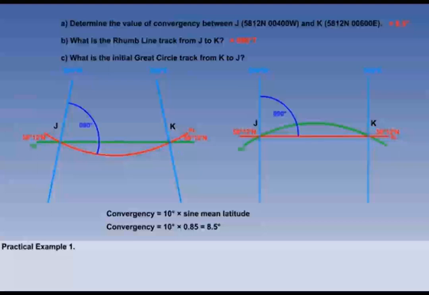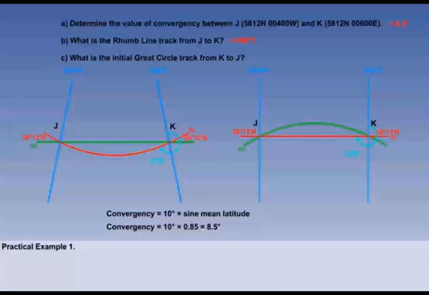Well, from our previous work, we saw that the rhumb line track from J to K was 090. Since K to J is just its reciprocal, then the rhumb line track from K to J must be 270 degrees true. It's still the parallel of latitude, but in the reciprocal direction. We now need to work out the conversion angle. What is it?